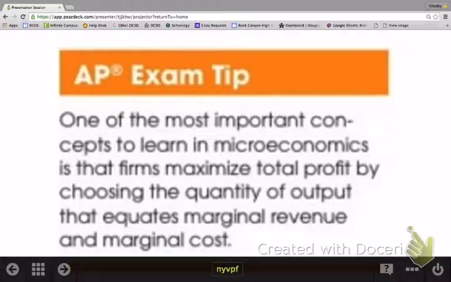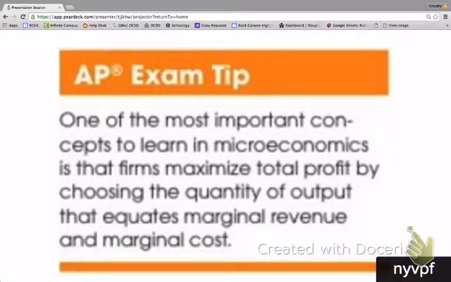So here's a tip for the AP exam. One of the most important concepts to learn in microeconomics is that firms maximize total profit by choosing the quantity of output that equates marginal revenue and marginal cost. You have to know it, know it, know it.